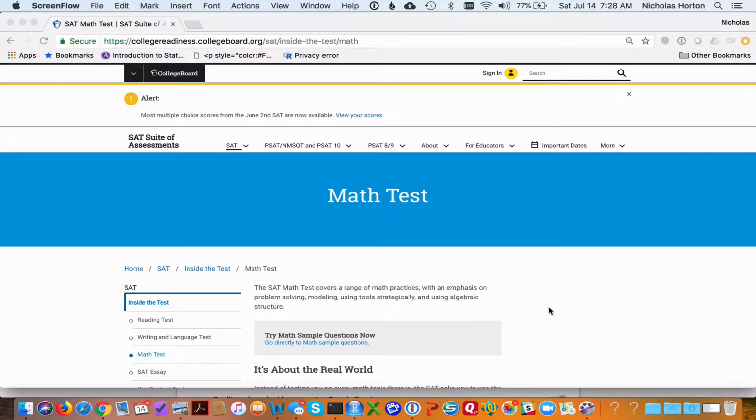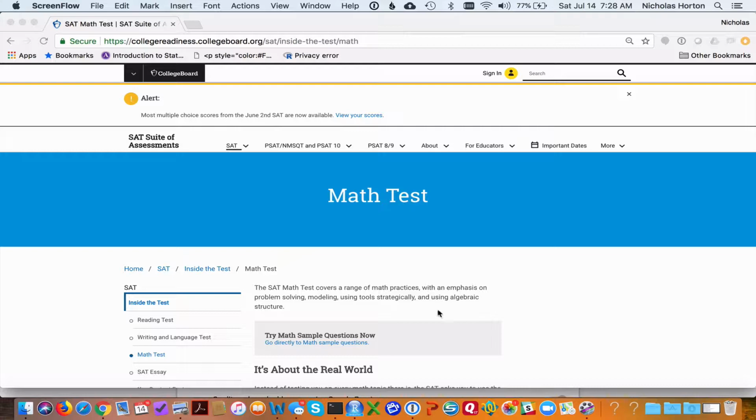It's been a long time since I took the SAT, a standardized test used for college admission in the United States. The SAT math test is described, as you see here, as something that covers a range of practices with an emphasis on problem solving, modeling, using tools strategically, and using algebraic structure. I was curious to see how much statistics is now included on the SAT.